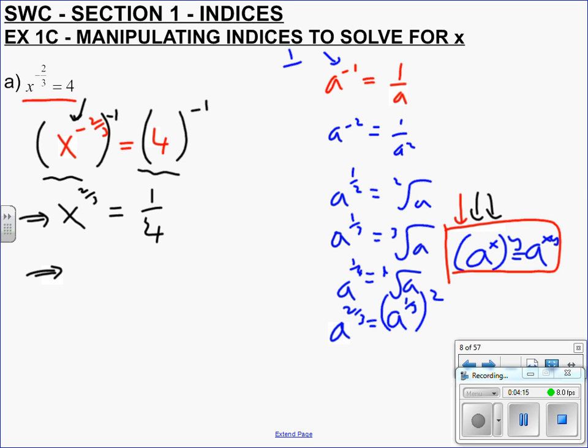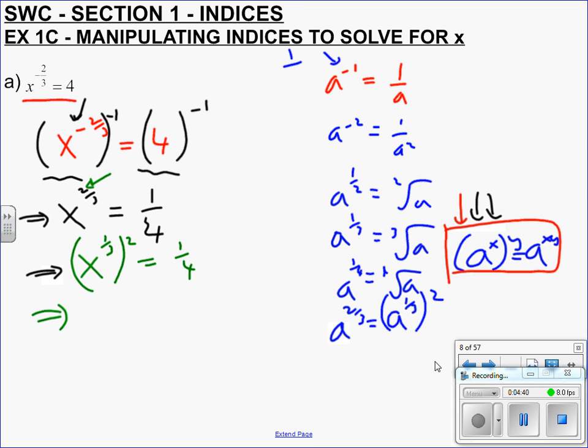So x to the 2/3 is 1 over 4. And now remember what we're trying to do. We're trying to get x by itself. So x has been squared. That's what that 2 means, doesn't it? Because we could look at it like that: x to the 3rd, squared, is 1 over 4. Do you see what I meant by earlier, like unpeeling all those layers? So we need to square root both sides.